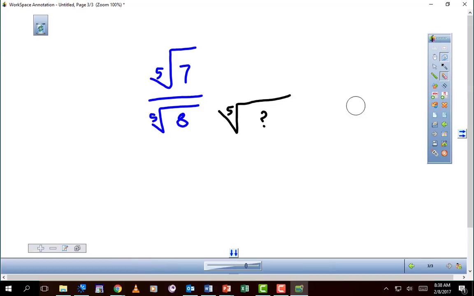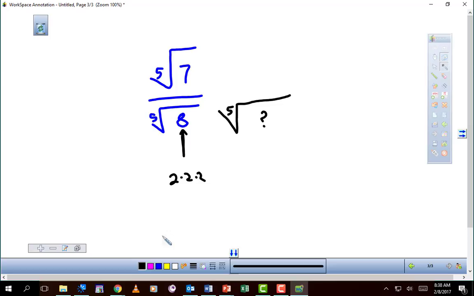Well, first of all, I realized that this number is a perfect cube. That's 2 times 2 times 2. So what I have so far down in this denominator is I have 2 cubed. Well, this is a fifth root, so the cube does not cancel off a fifth root. But if I were to get 2 more 2's in here, then it would cancel that off.